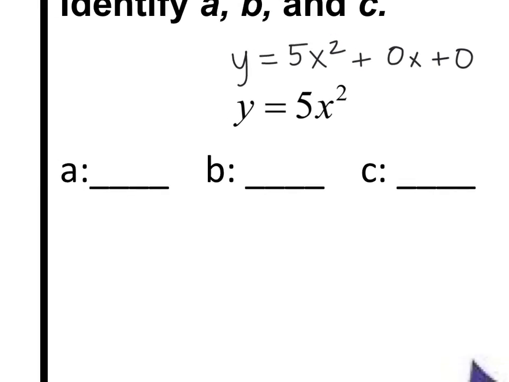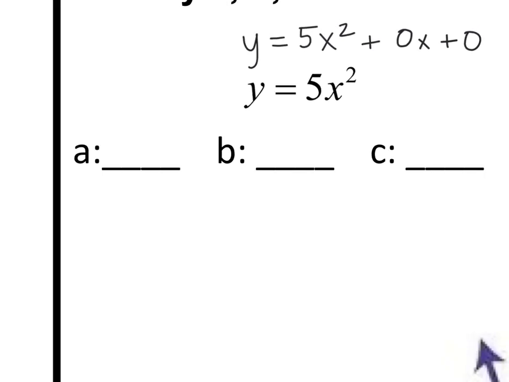And we can answer this part here, which asks for a, b, and c. A is the number in front of x squared, so that's 5. B is the number in front of x, so that's 0. C is the constant at the end, which is also 0.